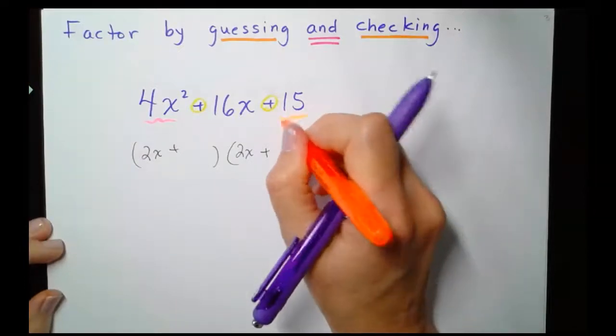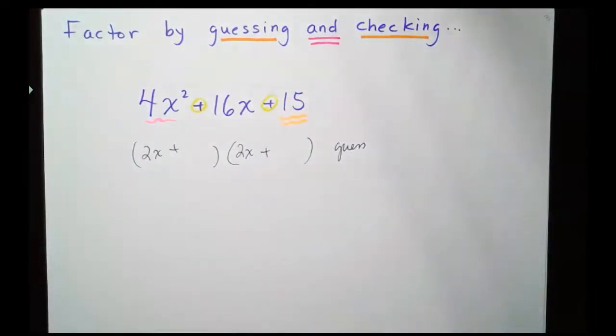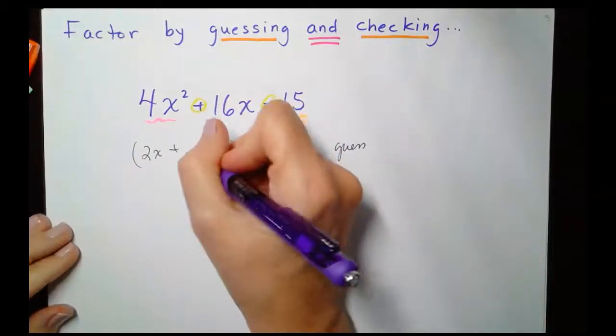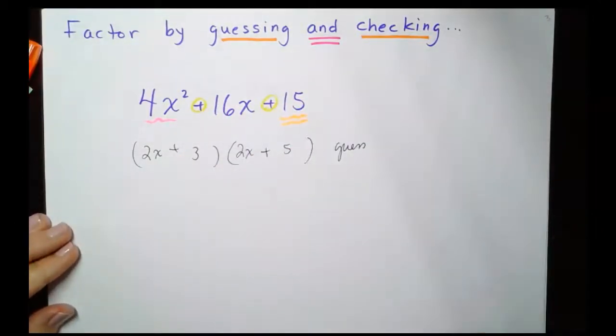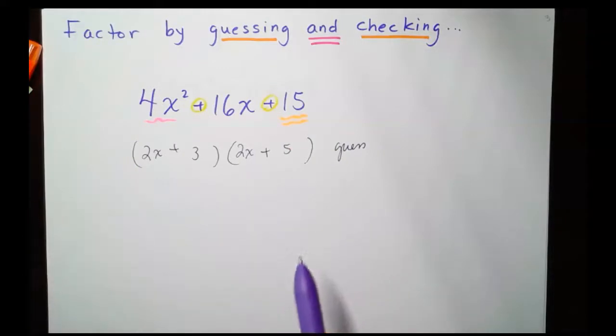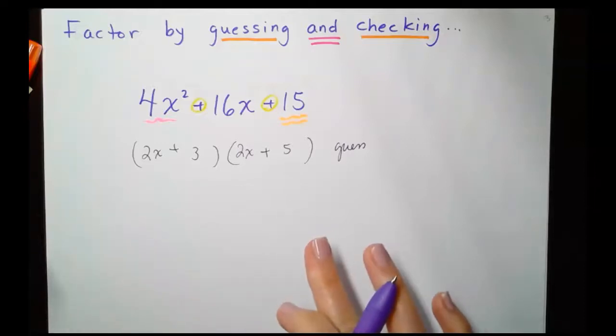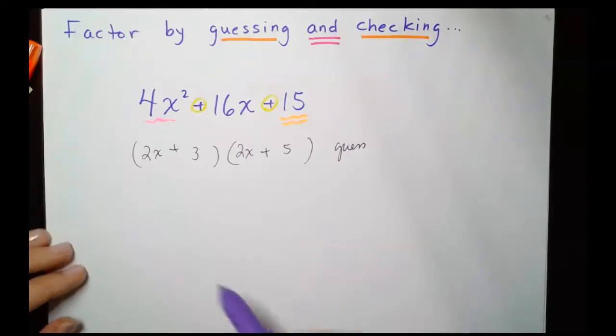Next, focus on the last term, 15. If we focus on the 15, what times what is 15? Let's try 3 and 5. So this is our guess. Our guess is going to be followed by the check. And the check is just utilizing the FOIL method here to multiply it together.